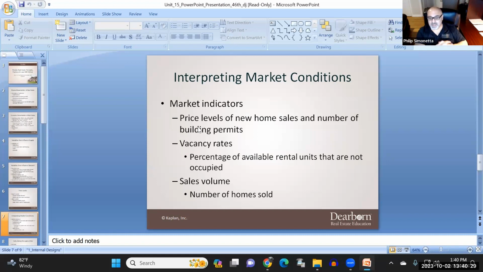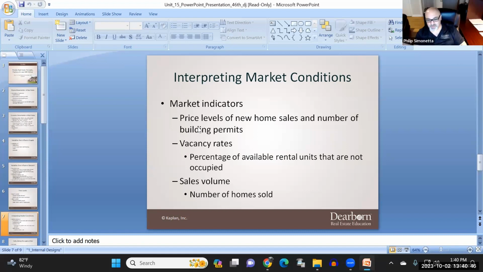Vacancy rates. This is the percentage of available rental units that are not occupied. So if you have a building with 1,000 units and 3 are available, or a building with 1,000 units and 100 are available, it tells you where the market's going, right? Yeah. You can use that to anticipate.